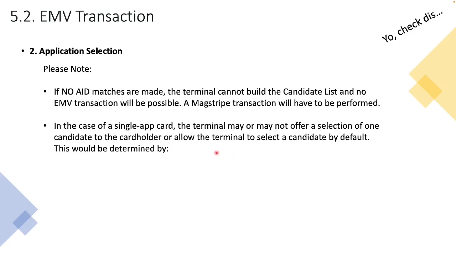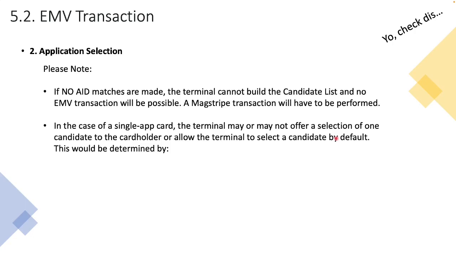In the case of a single app card, one physical plastic, one virtual card, the terminal may or may not offer a selection of one candidate to the cardholder, or allow the terminal to select a candidate by default. So what we're saying is, in some terminals, you'll notice that even though there's only one virtual card that can be used for a transaction, the terminal will create a candidate list of one entry and expect the user to select the one. Other terminals, if there's only one entry on the candidate list, won't offer an option. It will automatically default to the only available option on the candidate list, right? So it's one less processing step during the EMV transaction.